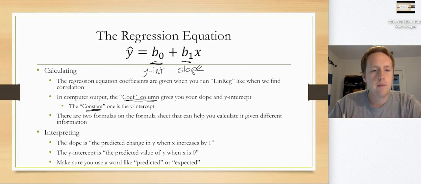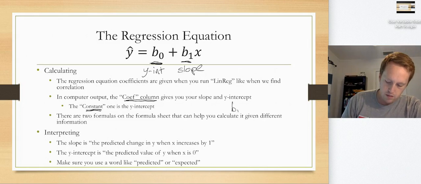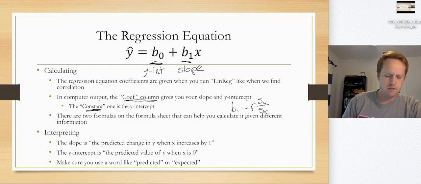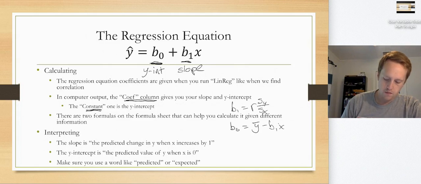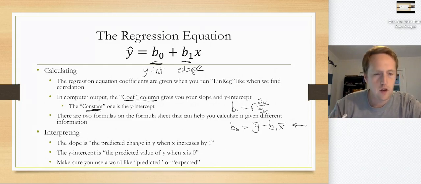There are two formulas on the formula sheet that are actually going to help you with that. One of them, I can remember off the top of my head, is b1 equals r times standard deviation of y over standard deviation of x. The other one, I believe, is b sub 0 equals y bar minus b sub 1 x bar. When we actually have our formula sheets, we can verify that that is the correct formula. I'm pretty sure it is, though.